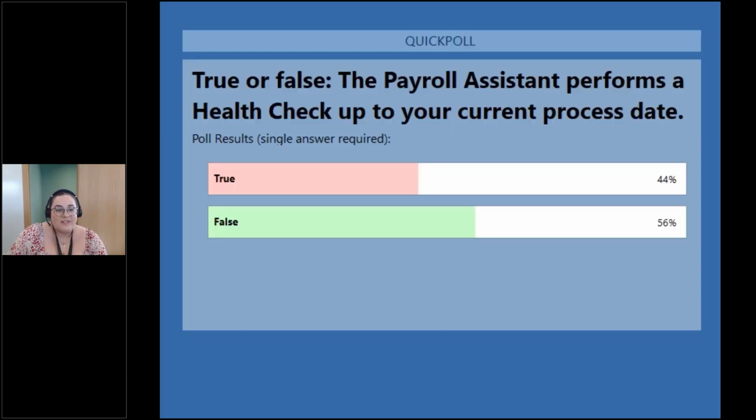Quite close on this one, but the answer is actually false. So well done to the 56% of you who said that. You can specify a reference date and it checks up to that. So it could be your process date. It does default to your process date, but ultimately it's going to perform that check up to whatever date you put in there. So it could be your process date, but it could be months into the future. It just depends on what you prefer there. So yes, question number 2, that is false. So well done to those of you who said that.